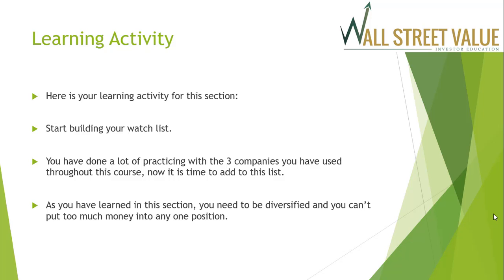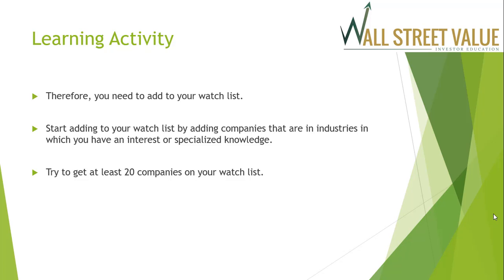Here's your learning activity for this section. Start to build your watch list. You've done a lot of practicing with the 3 companies you've used throughout the course. Now it's time to add to that list. As you've learned in this section, you need to be diversified, and you can't put too much money into any one position. Therefore, you need to add to your watch list. Start adding to your watch list by adding companies that are in industries in which you have an interest or specialized knowledge. Now, I want you to try to get at least 20 companies on that watch list.